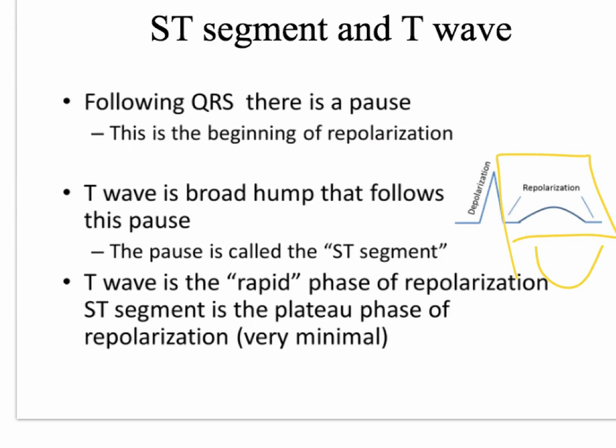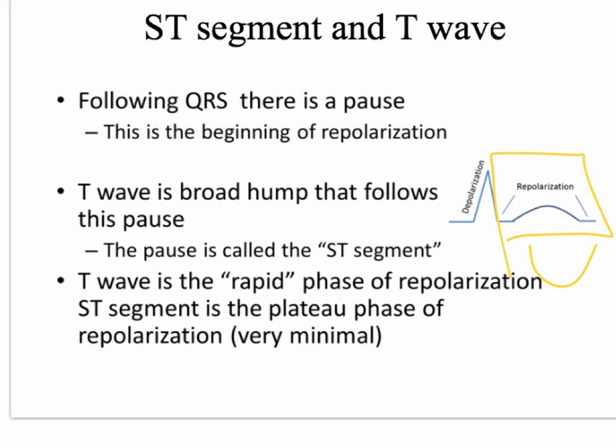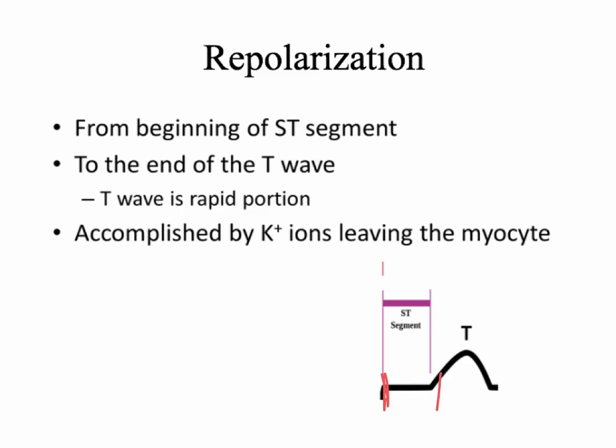Now again, repolarization is occurring from the very end of the QRS complex, but the rapid phase is what we call the T wave. That little pause in between is the ST segment, and that indicates the initial part of repolarization, but it's the very slow and almost negligible part of that. Repolarization is accomplished by potassium ions leaving the myocyte.